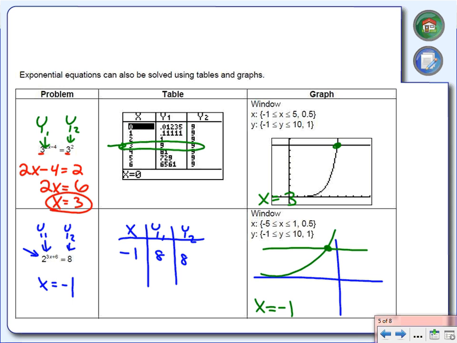Yeah, go ahead and draw it for me. So again, I'm showing you 3 different ways to come up with your solution. So if you get stuck algebraically, is there a backup plan? Yes, you can use your calculator. All right, any questions so far?